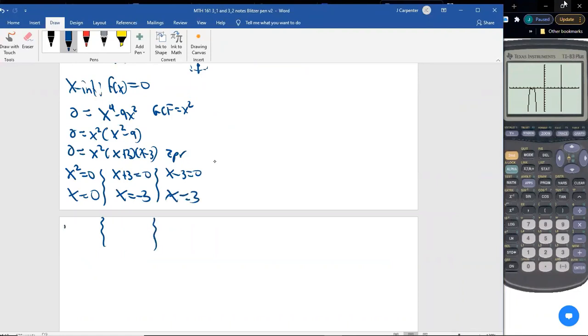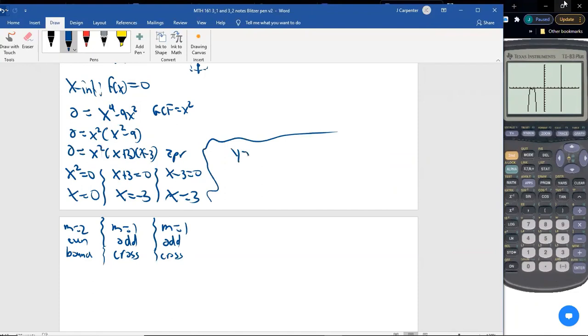For our multiplicities, it's 2 for the first one, 1 for the middle, and 1 for the last. Because there were no exponents seen, that means they're implied to be 1s. That's even, so it bounces for the first one. These are both odd, so they both cross for the middle and third. Now, when I say middle and third, I don't mean necessarily left or right on the graph, just in this order right here.